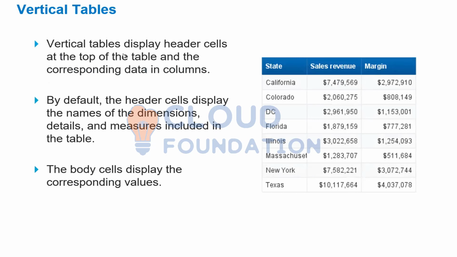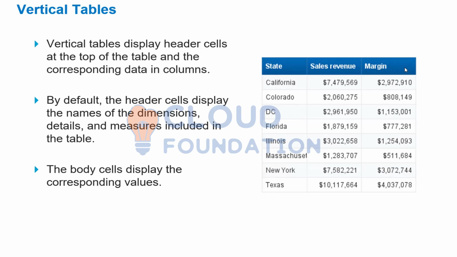So vertical tables display the header cells at the top of the table and the corresponding data in columns. The header is shown at the top of the table and the data is in the columns. By default, the header cell displays the names of the dimensions. If you see, this is the header cell which has the blue background. By default, what it will show us is this object name. Here, California, Colorado, this is coming from the object state. And this key figure, this number, is sales revenue.